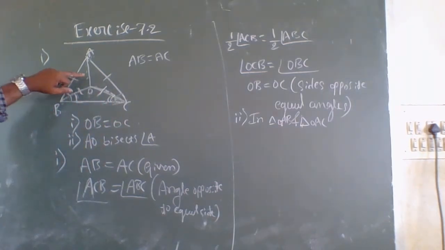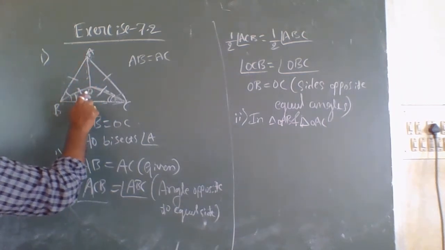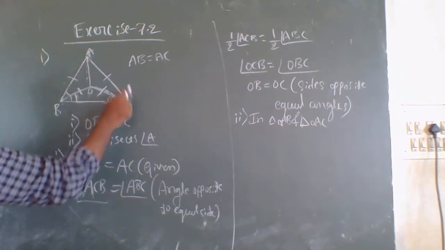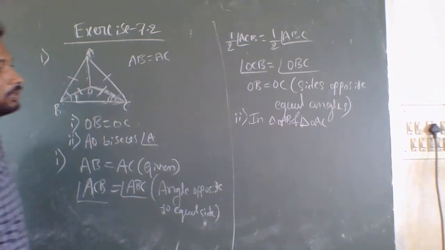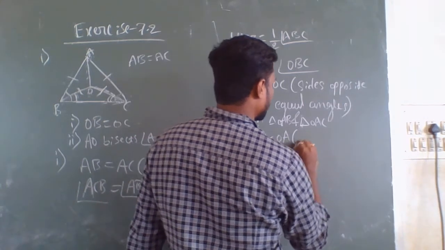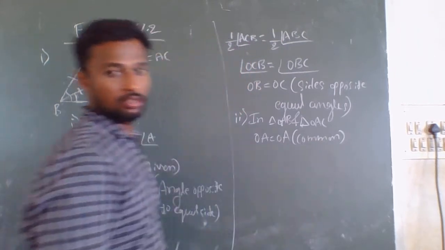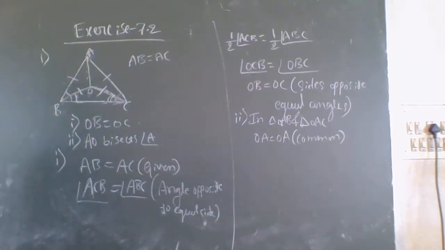First, here OA is common to both triangles. Triangle OAB also has OA, like this one, the triangle OAC also has side OA. Therefore, here I will write OA is equal to OA, which is common in both triangles.